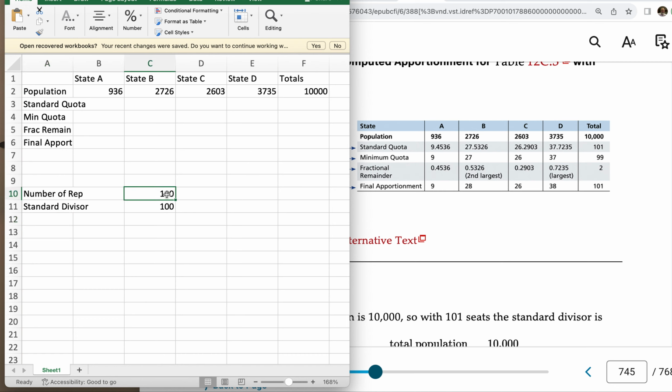Now notice that if I said, what if there were 102 representatives, then 98 people would be represented by each one, because there are more representatives, so a smaller population will be represented by each. But let's go back to 100. And so the standard divisor in this case is 100. And that's in cell C11 right now.